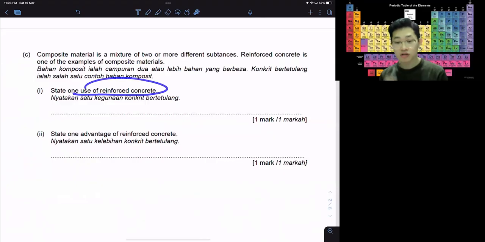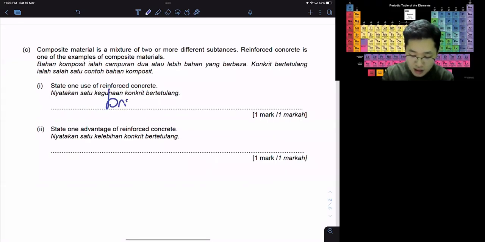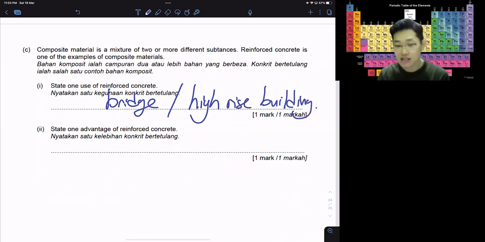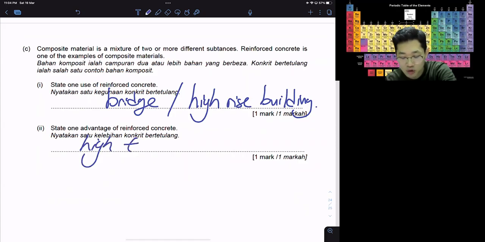One use of reinforced concrete. What is the use of reinforced concrete? Yes. Bridge, high-rise building. The sky, sky something that one I can't remember already. Highway also can. Skyscraper. Okay. One advantage of reinforced concrete: high tensile strength. Don't write hard and strong. High tensile strength.